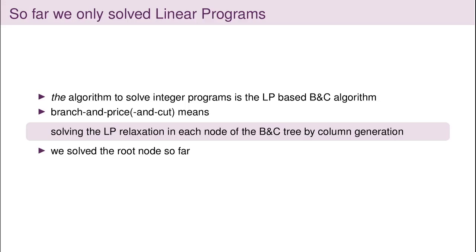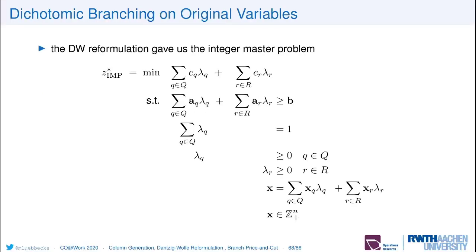It's just the algorithm you know, the LP-based branch and cut algorithm, where you solve the LP relaxation in every node of the tree, well, by column generation. And what we did so far is we solved the root node. We solved the very first LP. So here's how that goes, where that can be talked about rather quickly.